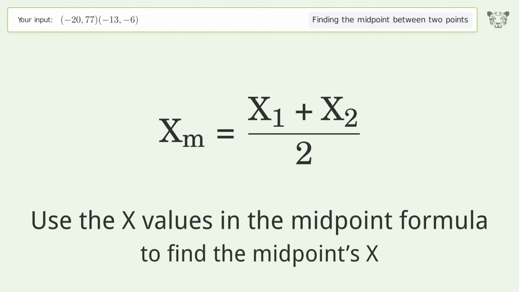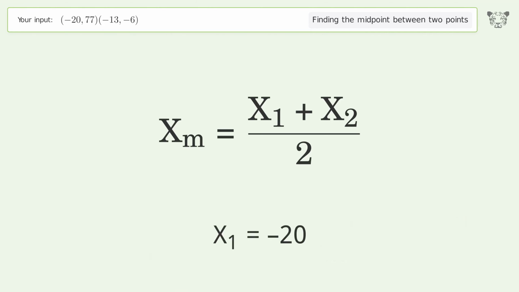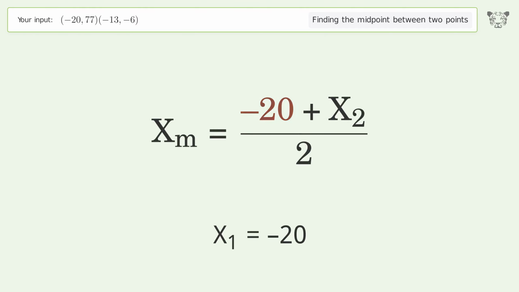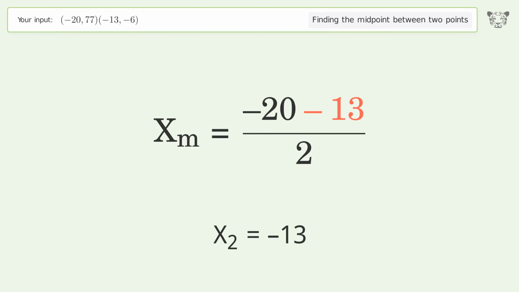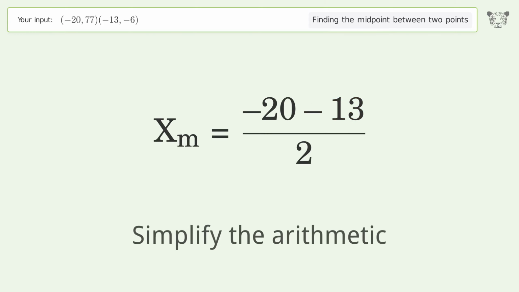Use the x values in the midpoint formula to find the midpoint's x. x1 equals negative 20. x2 equals negative 13. Simplify the arithmetic.